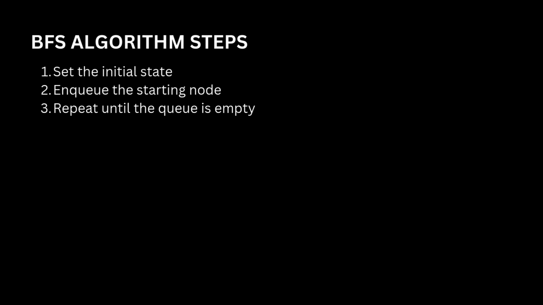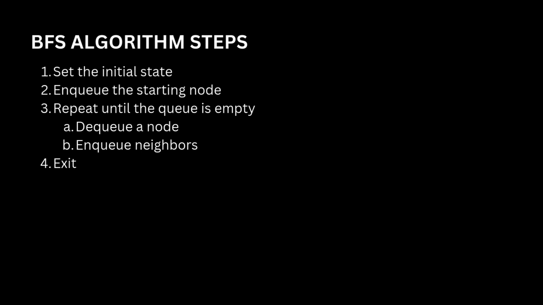Third, repeat until the queue is empty. Dequeue a node. Remove a node n from the front of the queue, process it and set its status to 3, that is, processed state. Enqueue neighbors. Add all unvisited neighbors of node n, nodes with status 1, to the queue and set their status to 2, that is, waiting state. Fourth, exit. The traversal completes when the queue is empty.